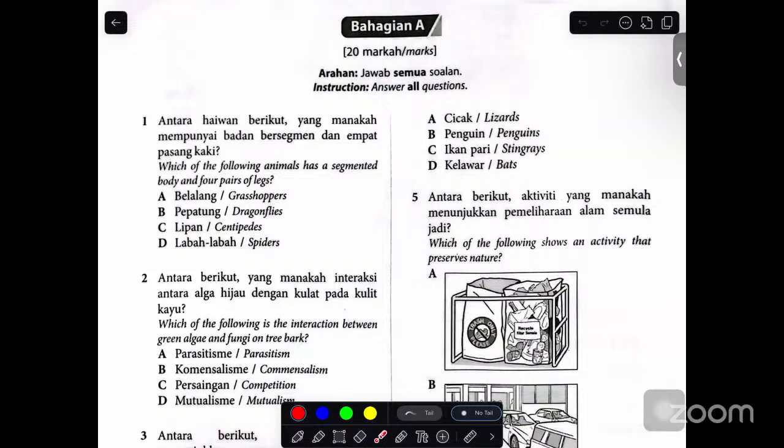Tak nampak skrin, madam. Tak nampak skrin, Monica. Oh, Monica. Check your internet connection, girl. How about now? Okay. No, bukan tak nampak, Monica. I just switched on my screen.